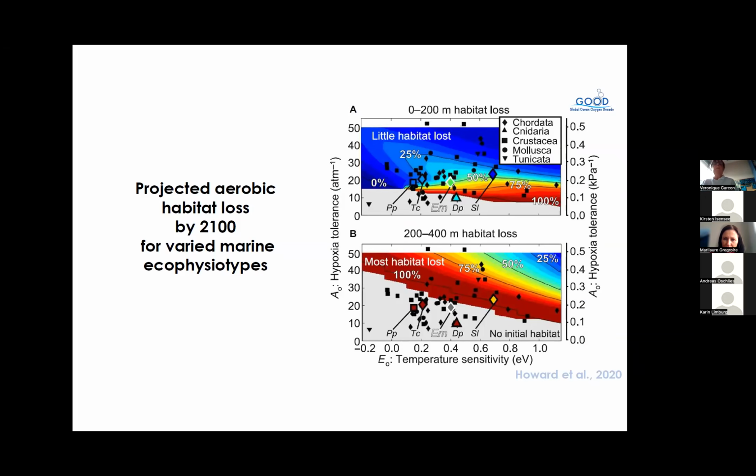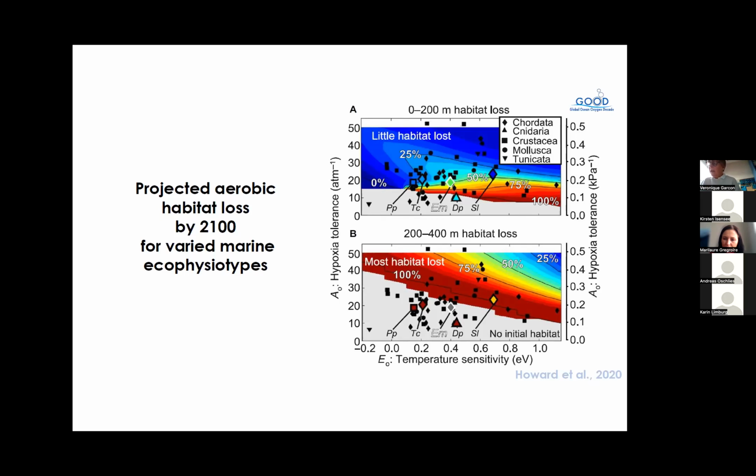And for that, we really need a very good oxygen database. The intensity of the future aerobic habitat compression will vary strongly among species. If you look at the top panel here, you have all the different phyla, crustacea, mollusca, and you see all the dots spread on that habitat loss.